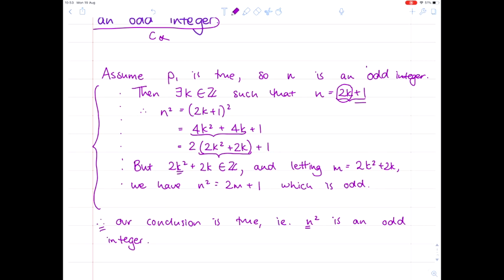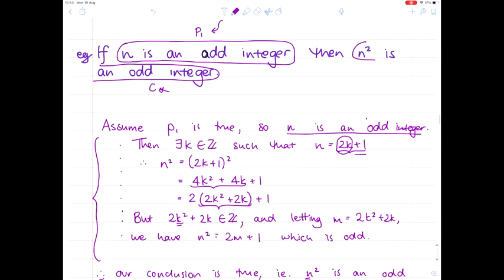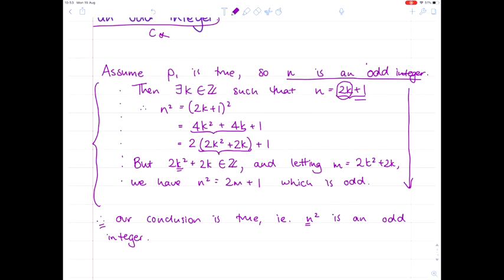So there were different ways that you could have worked through this particular proof, and you might write out different things. But essentially, this is a direct proof because we assumed that n is an odd integer. So we assumed that our premise was true, and then we did a bunch of logical steps, and we proved that the conclusion was true too.